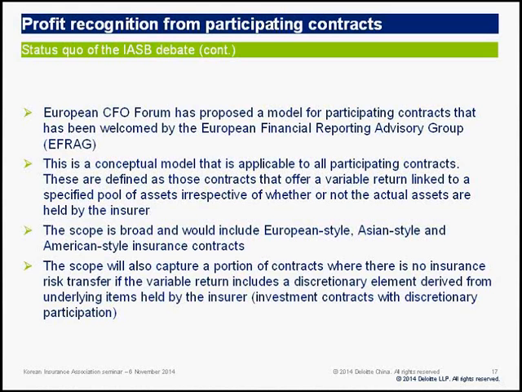supportive of this approach. And this alternative model is expected to be described as a conceptual model applicable to all participating contracts. We understand that the CFO Forum will define participating contracts as those contracts that offer a variable return linked to a specified pool of assets, irrespective of whether or not the actual assets are held by the insurer. This scope would be broad enough to capture most, if not all, of the European-style, Asian-style, and American-style insurance contracts. The scope will also capture a portion of contracts that have no insurance risk transfer, but where the variable return includes a discretionary element derived from the underlying items held by the insurer.